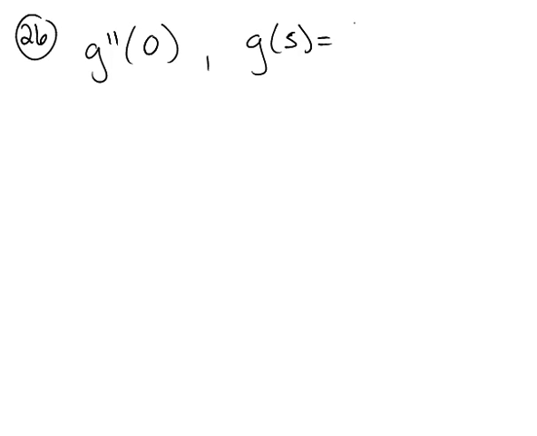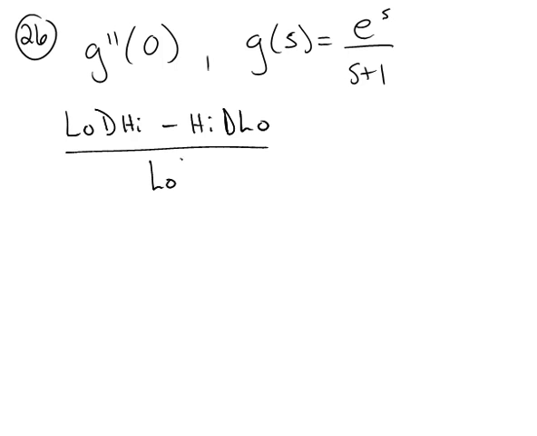Okay, looking at number 26 in section 3.5, they want us to find the second derivative at 0 if the original function g of s is equal to e to the s over s plus 1. So we're going to have to use the quotient rule. Remember the quotient rule is low d high minus, let me write it. So it's low d high minus high d low over low squared.